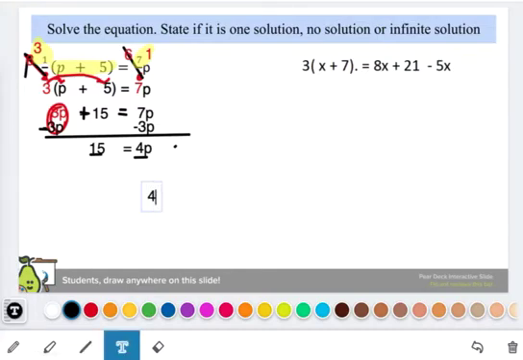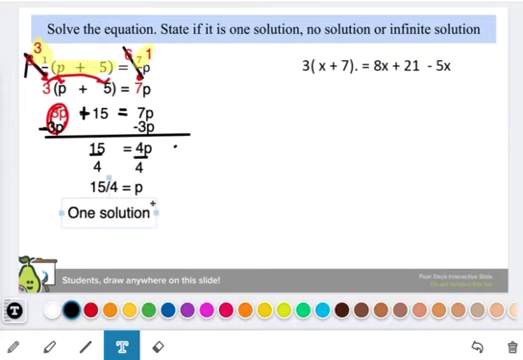Okay, divide by 4. And it doesn't go in evenly. Let's just leave it as a fraction. So 15 over 4 equals to p as a fraction. And this is called one solution because there's a variable left.